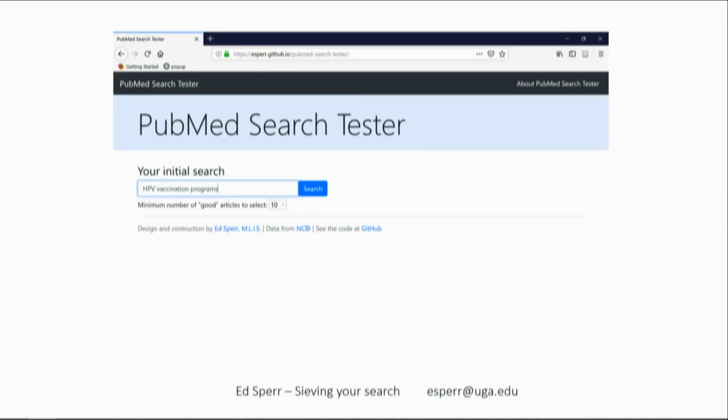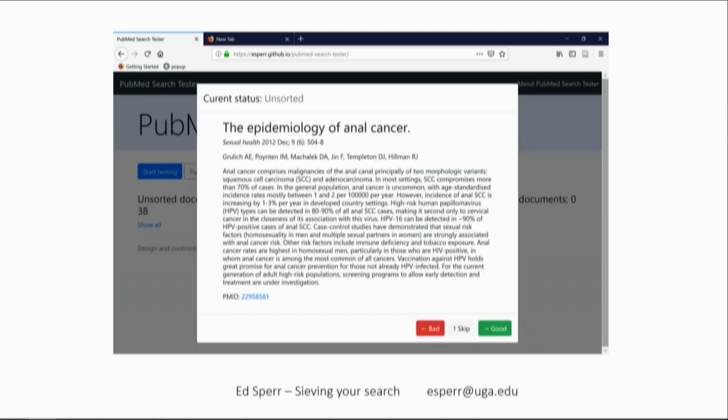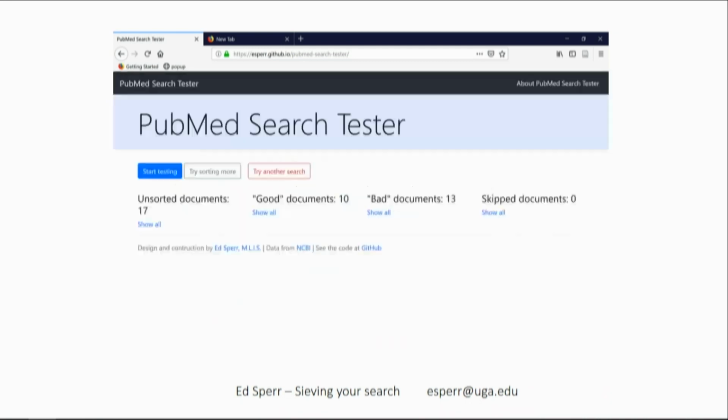So here is a screenshot for this application that's in development. I started off with a very naive search looking for citations about HPV vaccination programs. Maybe information about how well they work, maybe information about how they're developed. You could argue this is the kind of search commonly done by clinicians and by medical students. Maybe a librarian might not use these three keywords together, but I did because I'm crazy that way. Basically, the way this application works is we do our initial search and then we have this ability to screen citations in terms of how well they work. In this case, I have the epidemiology of anal cancer, which is certainly related to HPV, but doesn't really tell me much about vaccination programs.